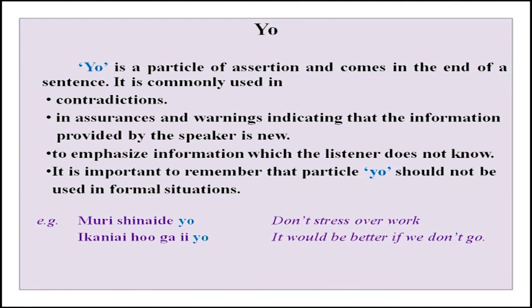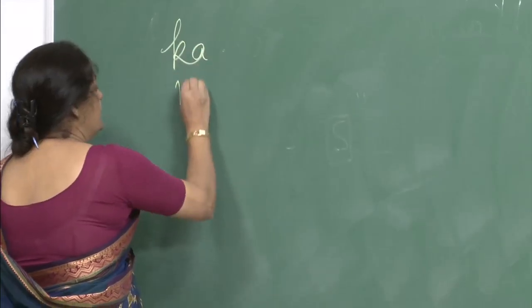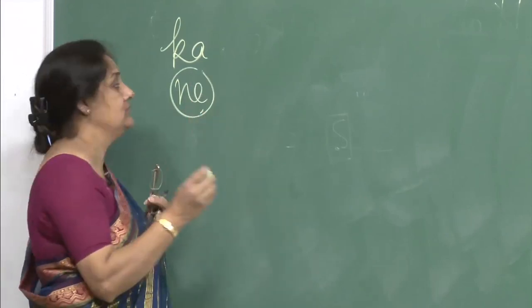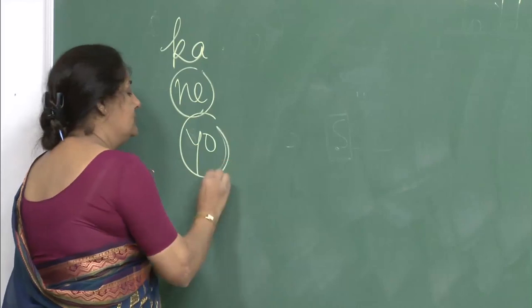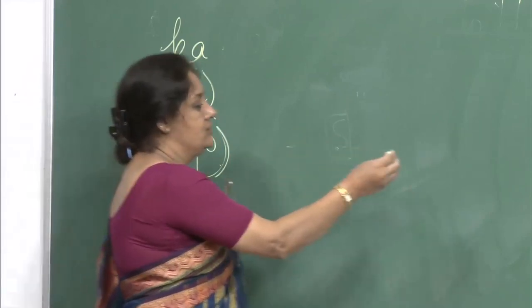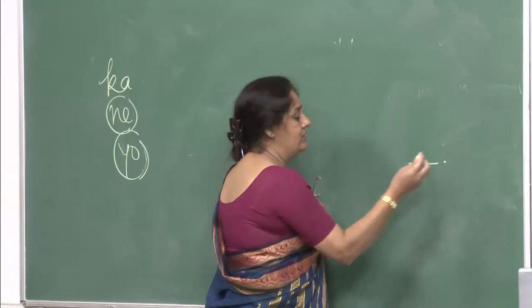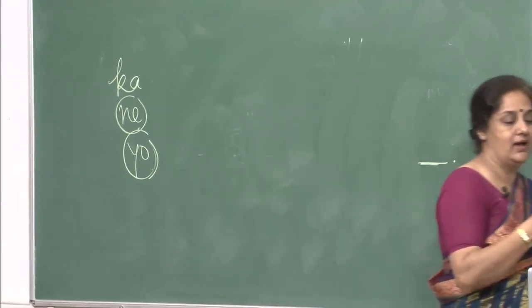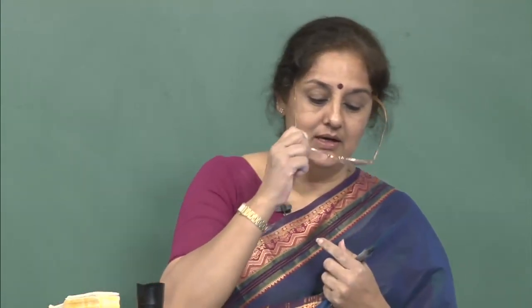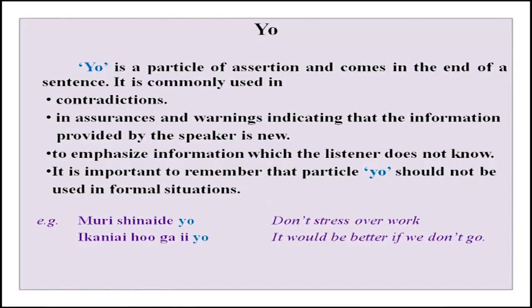Well, now, yes, there was one more particle in the conversation which came in the end. There are two particles which we have already covered in class, which come in the end of a sentence. We did ka, we did ne, a confirmation particle. Now, today we will do particle yo. Like ka and ne, this also comes right in the end over here. Now, why and when do you use yo? Well, you have it right here. Yo is a particle of assertion and comes at the end of a sentence.